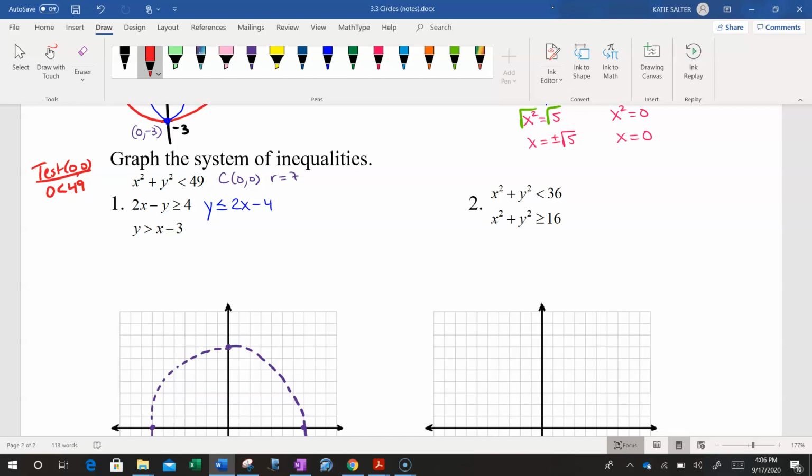So what that tells me is I need to shade inside this circle. And I'm not going to do it yet. I'm going to wait till I graph my lines, but I know I'm not shading outside the circle. I'm going to shade inside the circle.